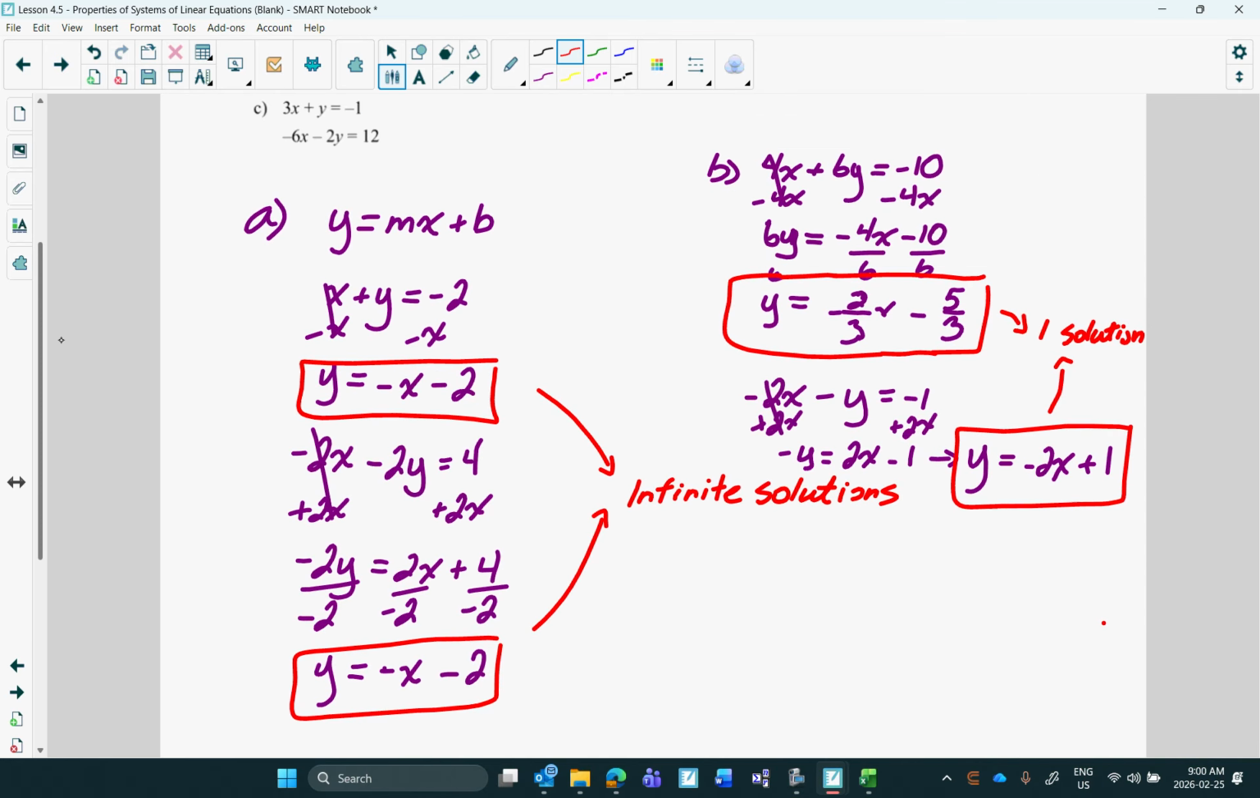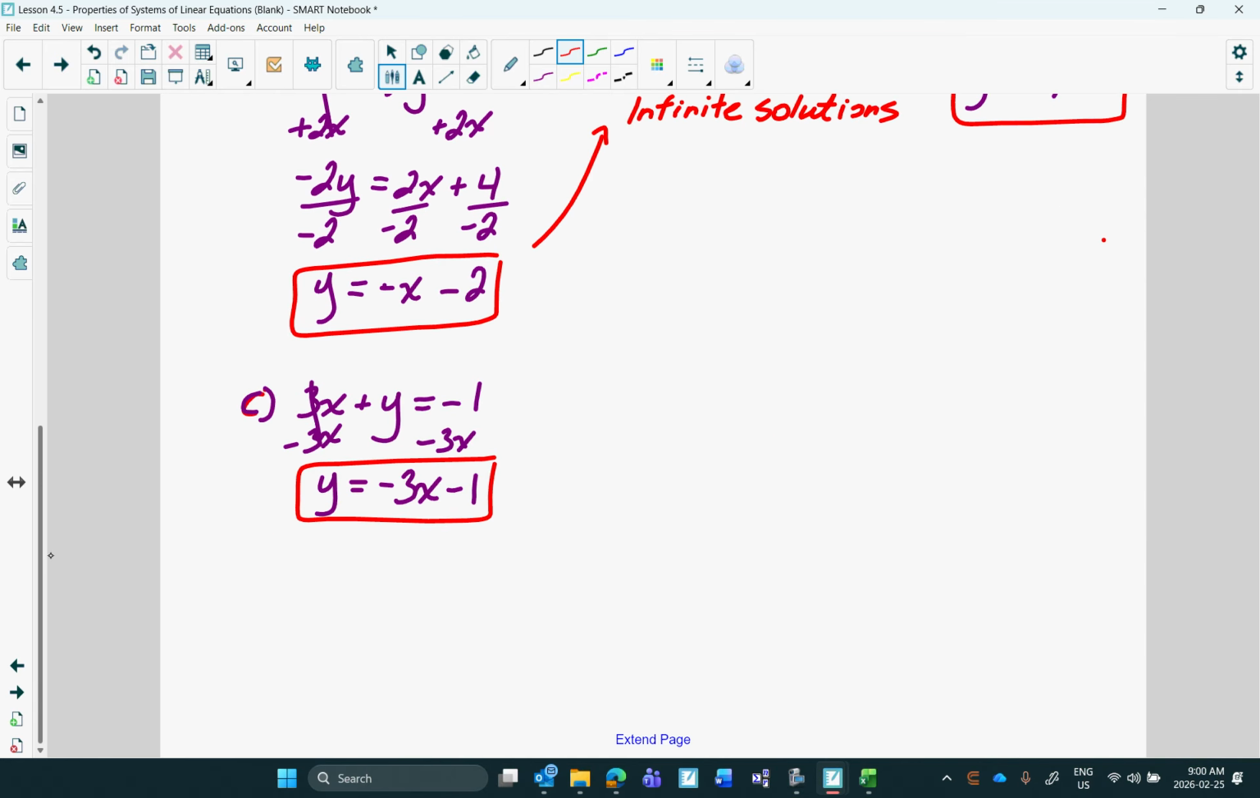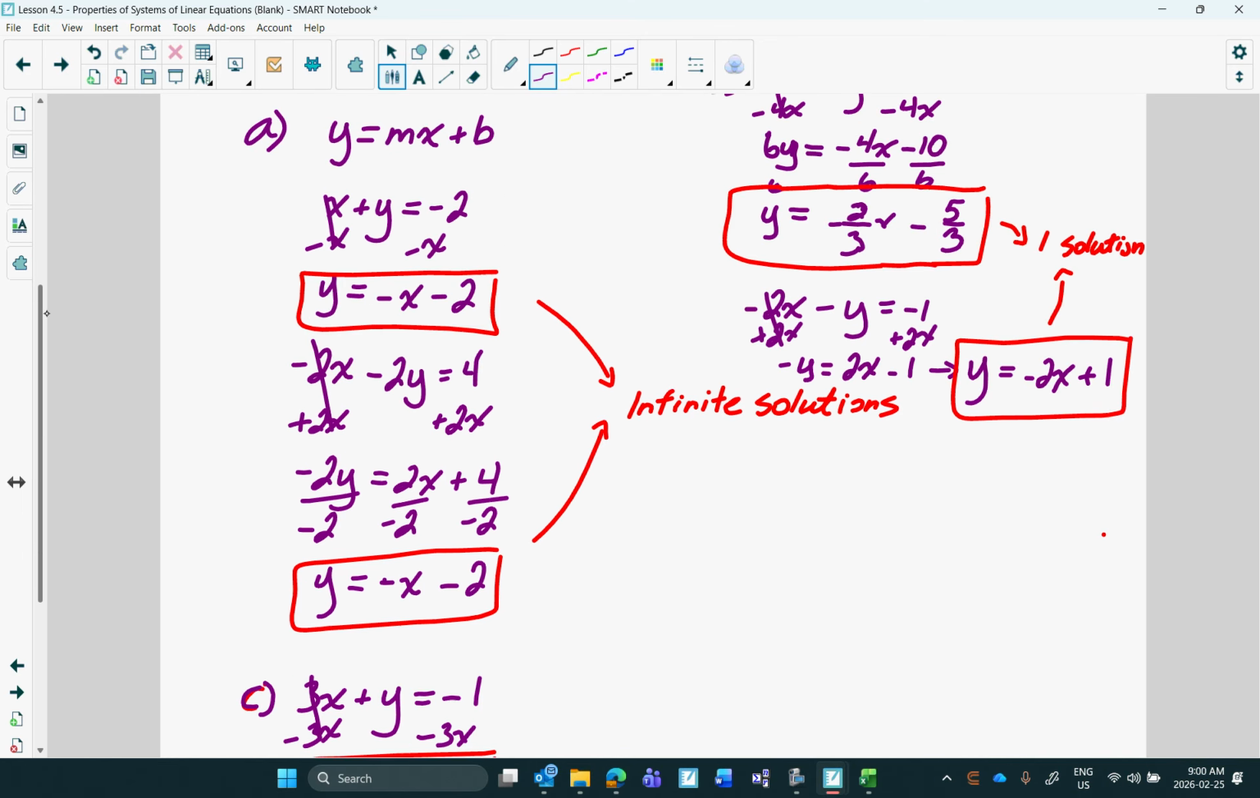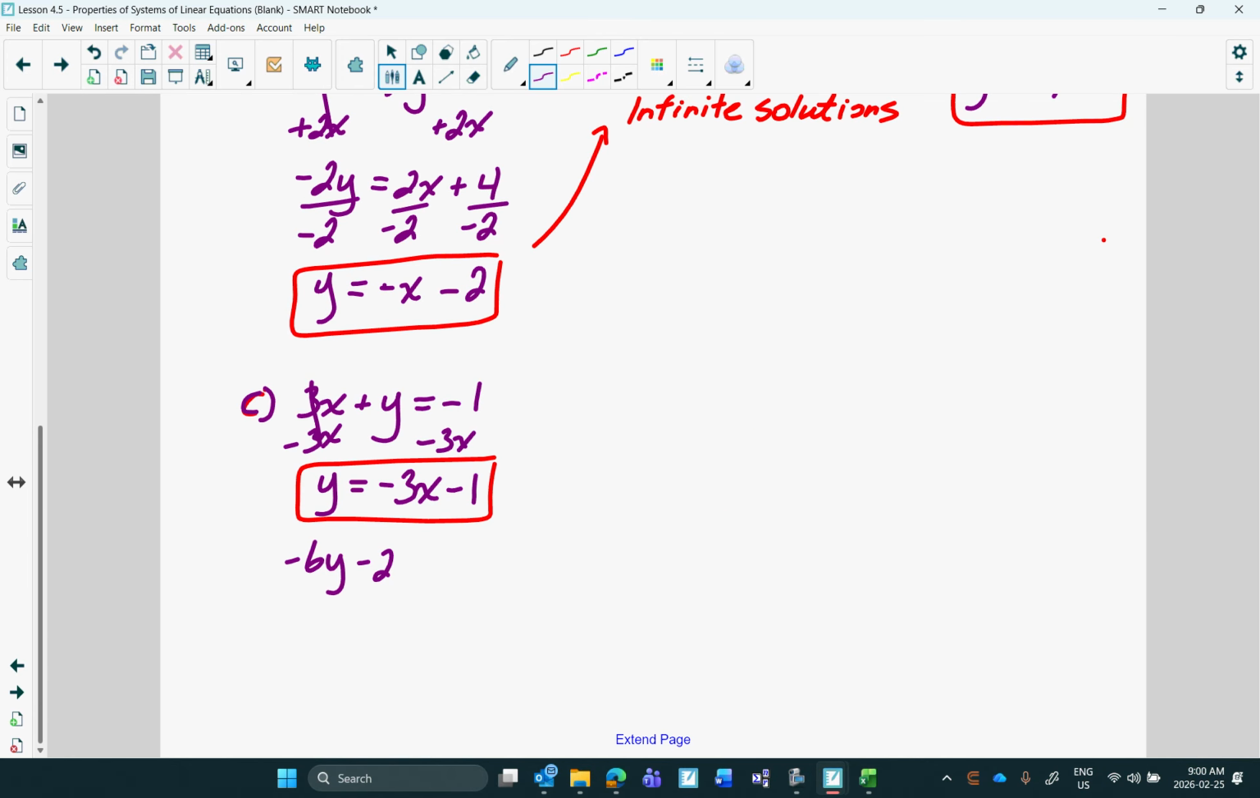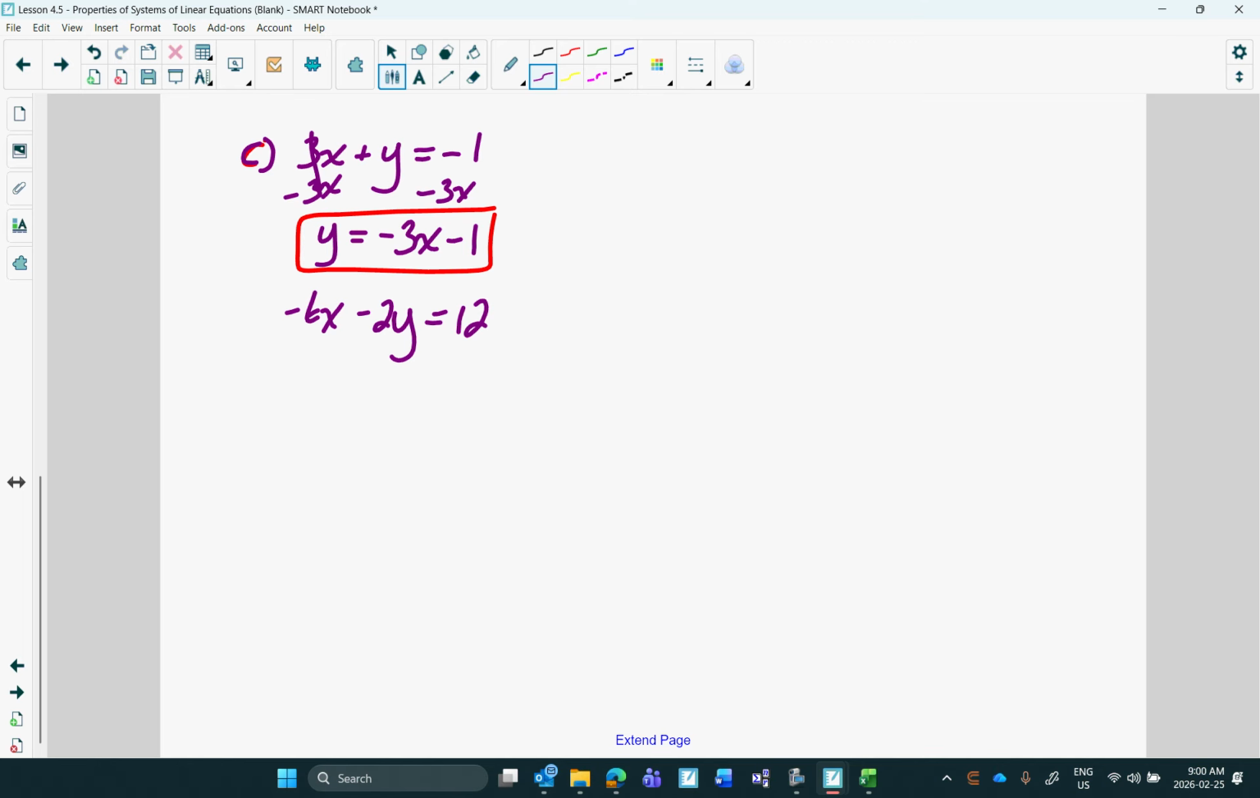Second one is going to take a couple of steps. -6x minus 2y equals 12. How do I get y by itself here? Plus 6x on both sides, yes. And I get -2y is equal to 6x plus 12.